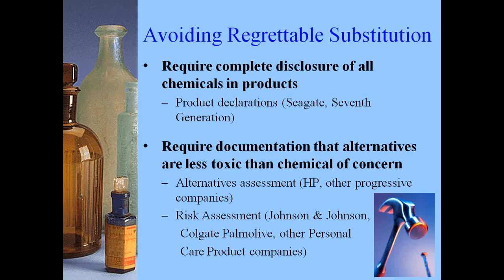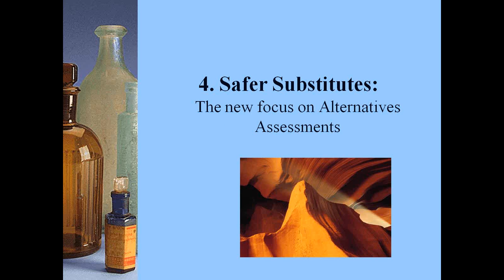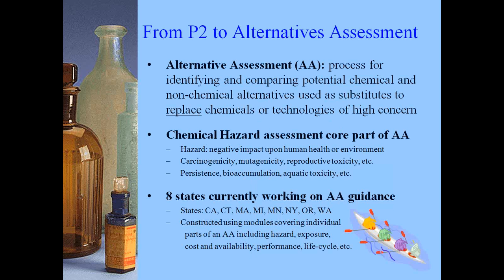There are also a number of companies that use the more traditional risk assessment process. A lot of companies in the personal care products, and I think there are still some concerns with that, and I'll get into that in a little bit. So safer substitute, the new focus is on alternative assessment. And in case you're wondering what an alternative assessment is, it's a process for identifying and comparing potential chemical and non-chemical alternatives used as substitutes to replace chemicals or technologies of high concern.